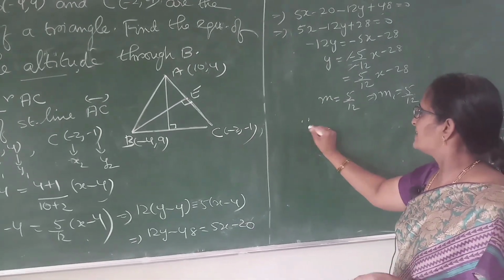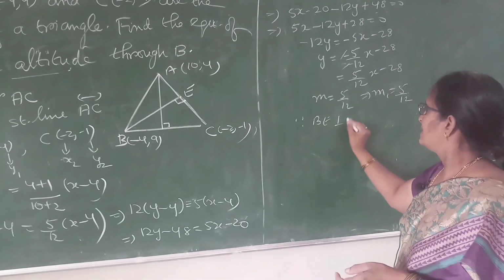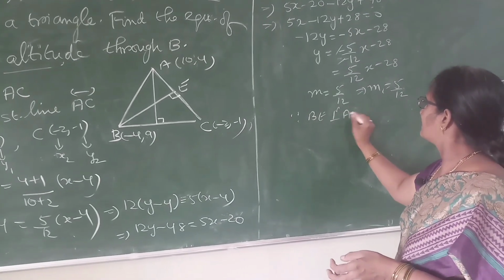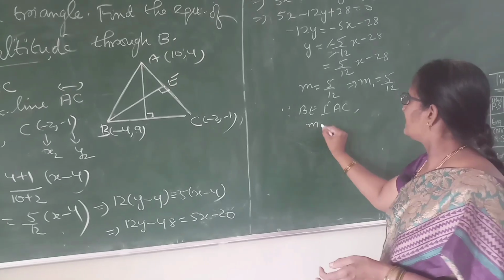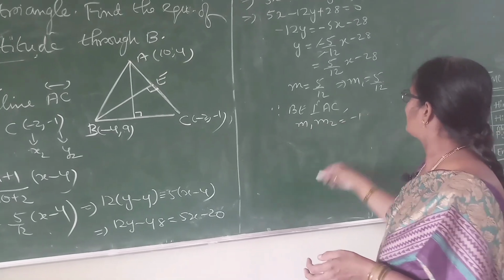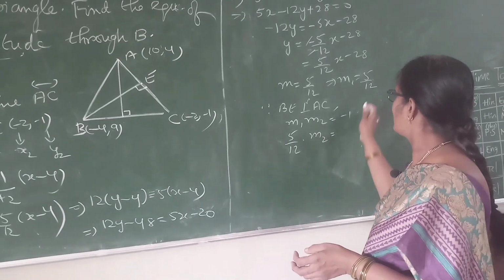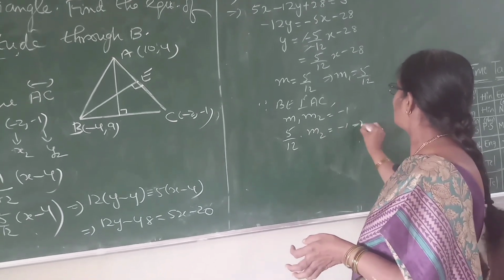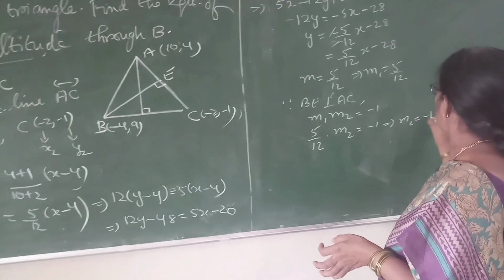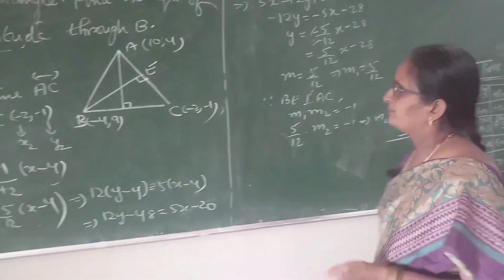That means since BE is perpendicular to AC, we write it as m1 into m2 is equal to minus 1. So m1 is 5 by 12 into m2 is equal to minus 1, which implies m2 is equal to minus 12 by 5.